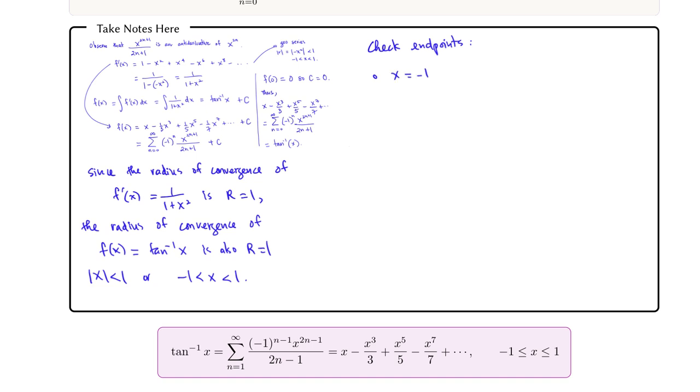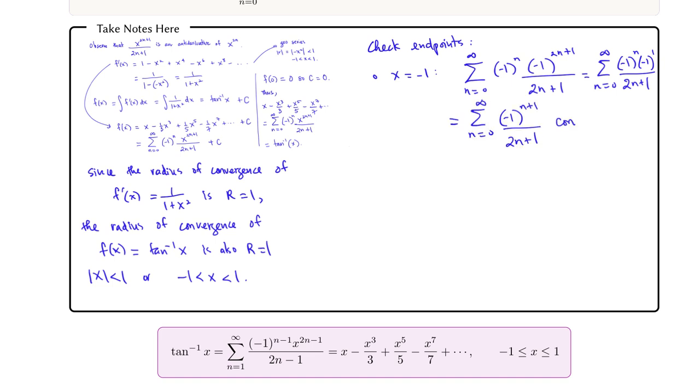When x equals negative 1, plug x equals negative 1 into the series. Simplifying this, we have the sum, n going from 0 to infinity, of negative 1 to the n over 2n plus 1 times negative 1 to the 1. But this is negative 1 to the n plus 1 over 2n plus 1. It is an alternating series. A quick check will tell us that it is convergent.